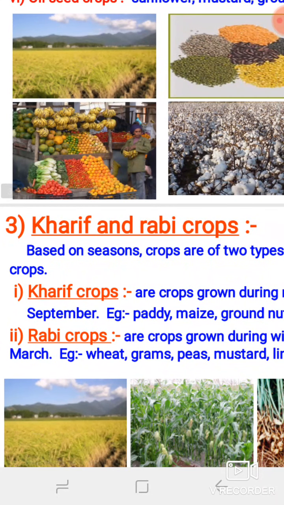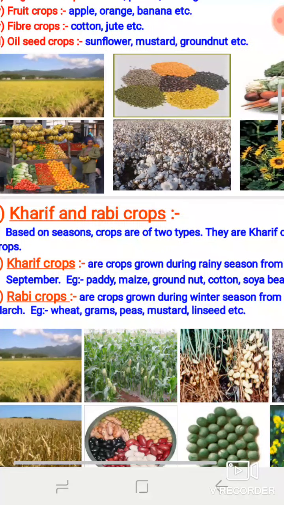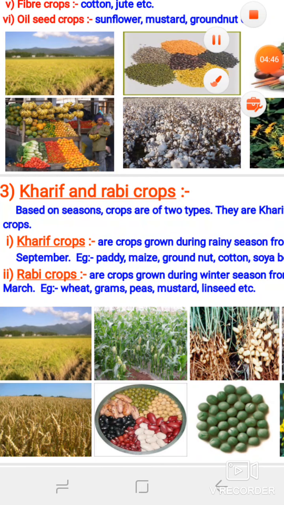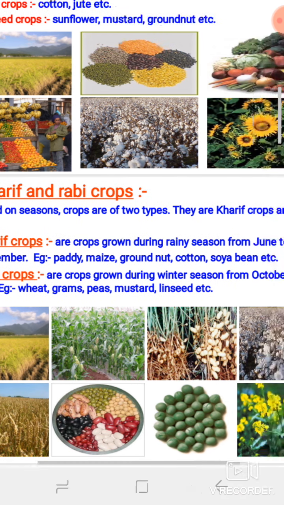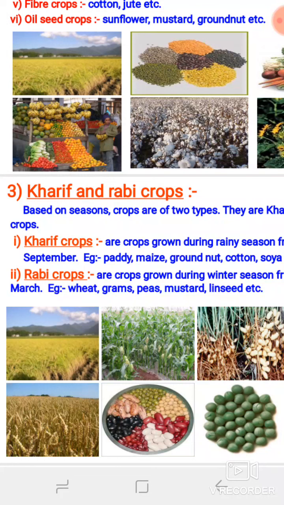After that we discussed two types of crops based on the season. On the basis of season, you already know two types of crops: first the kharif crop and second the rabi crop. As a definition, kharif crops are the crops grown during the rainy season, with a duration from June to September. September is the harvesting season.